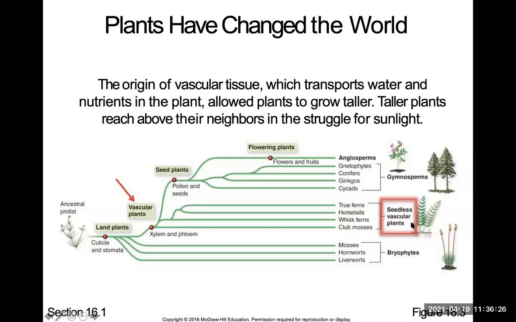Because taller plants can reach above the neighbors. They don't have to struggle for sunlight. If you're growing in the ground and you're not that tall, and then this plant starts to grow over you, this is going to get most of the sunlight. So that's another adaptation, maybe to get more sunlight.